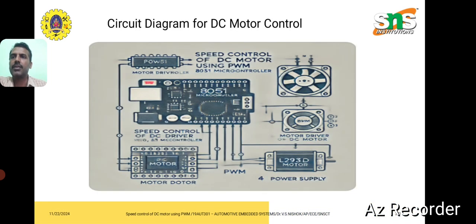Here is the circuit diagram of a DC motor control with the 8051 microcontroller, which is interfaced with the DC motor with the help of a PWM generator and several devices like the power supply, which makes the DC motor control smooth.